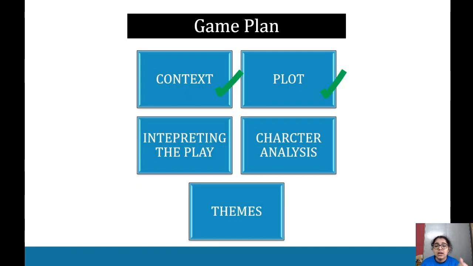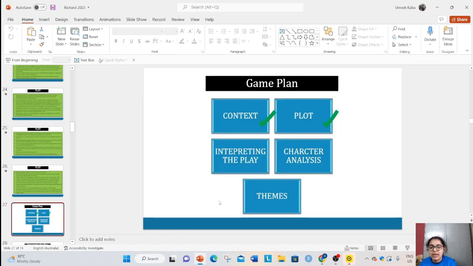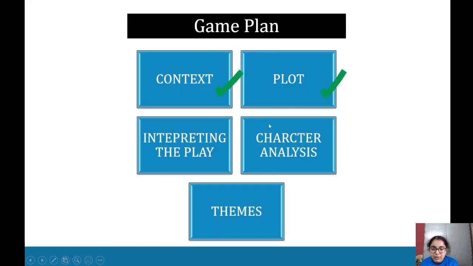That's the plot done. Now let's look at interpreting the play, then we'll look at character analysis and themes. Again, if you've got any questions, please keep them coming. I'm trying to answer them as we go, but I know that was a lot for plot, but hopefully that made sense. You have the slides available just underneath where the video is streaming, if you want to pull them up to go through it with me.